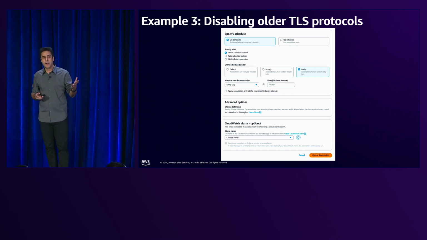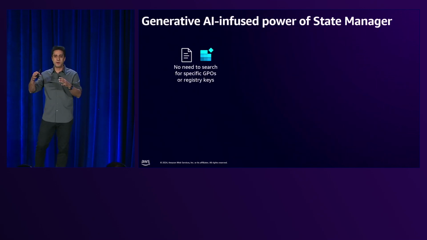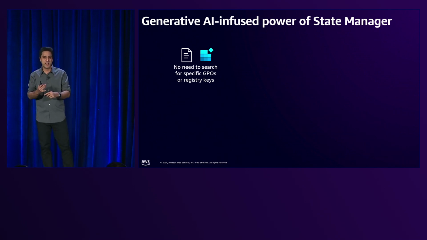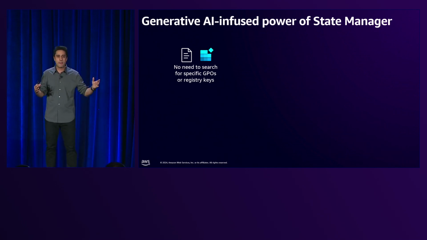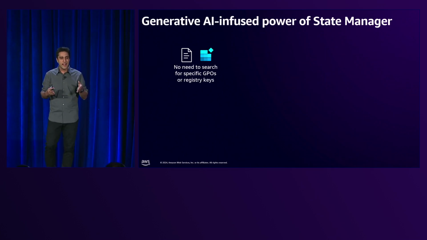Now, what is the benefit of doing this? In this example, for the TLS itself, when I was searching through it and figuring out how to disable it, there are so many different registry keys and group policies for different applications and different operating systems, which you have to go and figure out in Windows, right? In this case, I didn't have to do that. It creates that for me.